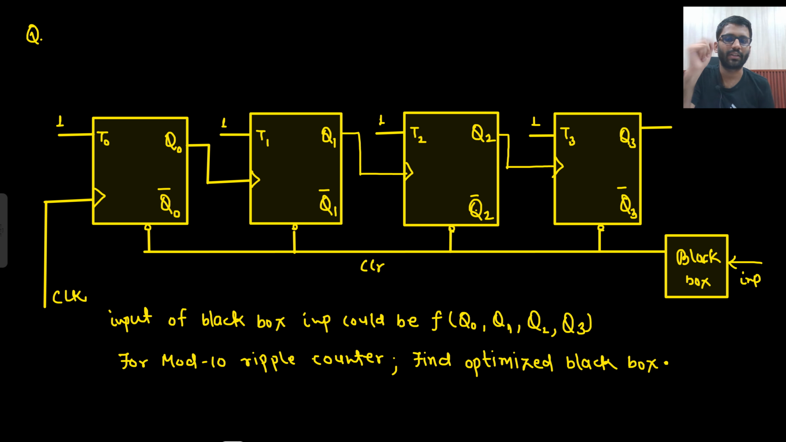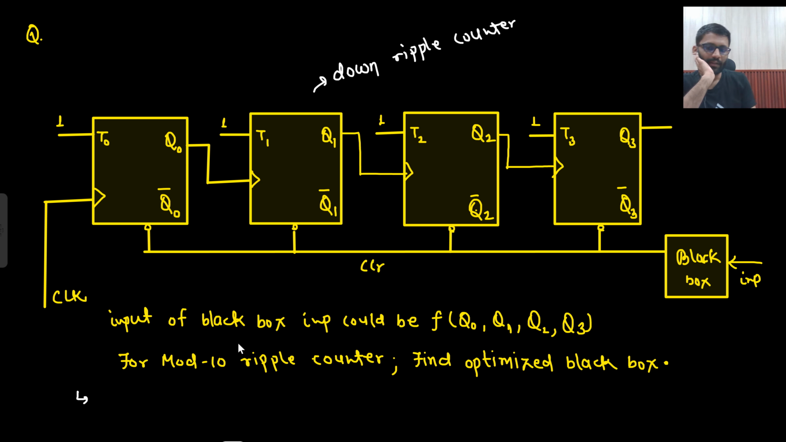Let's move to the next question now. This question you need to solve. What input are you using? This is a down ripple counter. Same circuit is there. There is no doubt about that. And the black box could be a function of this. Mode 10 ripple counter is there. Optimize the black box. So the clear input you are using.